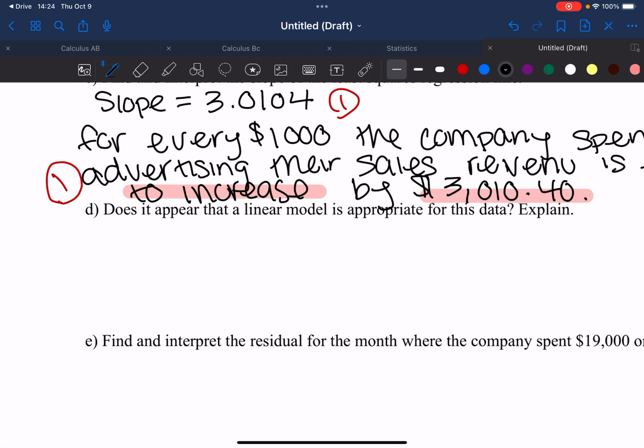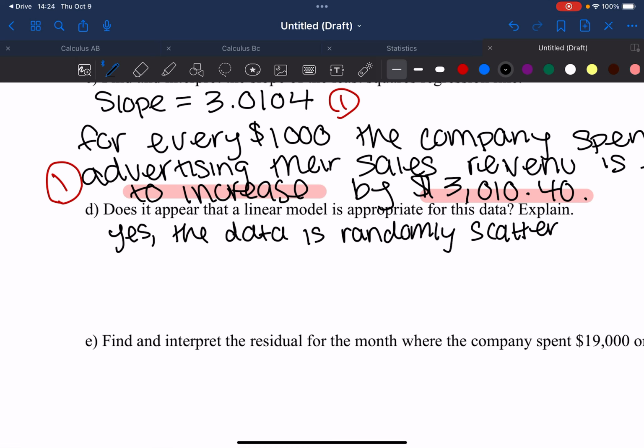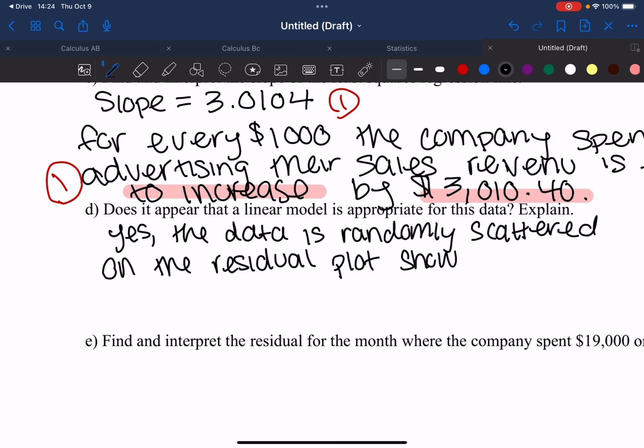So we would say, yes, the data is randomly scattered on the residual plot, showing no pattern. Okay, that would be enough. You could have added the R value. You could have added something about the scatter plot, but the most important thing is I was looking for a residual plot. So that was 1 point.